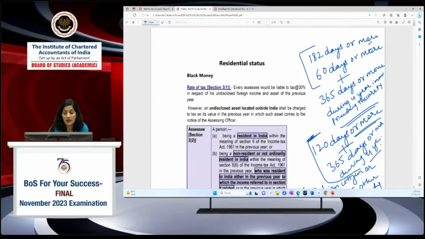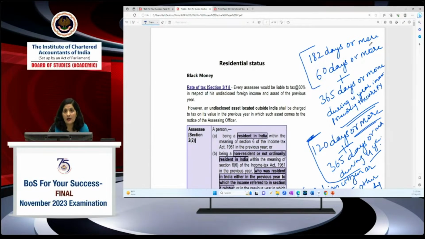उसके बाद if he satisfies these conditions, then he will be RNOR in case no other information is given for the last previous years. Then you have to consider him as RNOR in the absence of the last information, because he was coming back for the period earlier only for 30 days, 20 days, 10 days. Then that information will not make him ROR. In that case he will become RNOR.